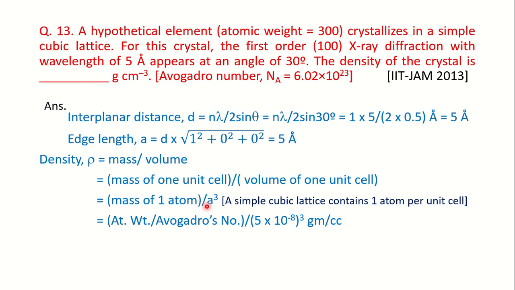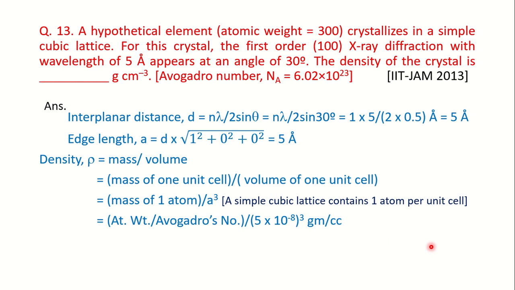And here in the CGS unit, since the value of the atomic weight is in the CGS unit, 300 gram, you have to convert this value of A in the CGS unit also. Since this is 5 angstrom, you have to convert this into centimeter. Then it will become gram per centimeter cube, that is gram per cc. We know that 1 angstrom is 10 to the power minus 8 centimeter. Therefore 5 angstrom is 5 into 10 to the power minus 8 centimeter. Now the whole cube of this thing.